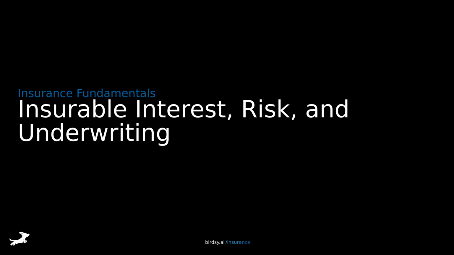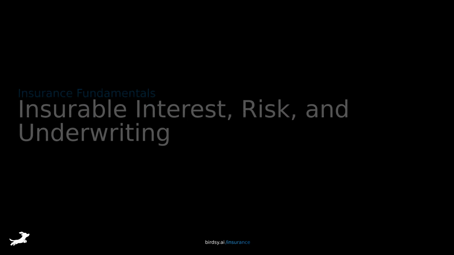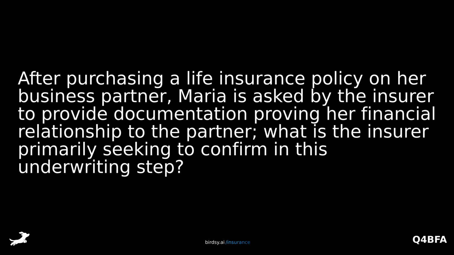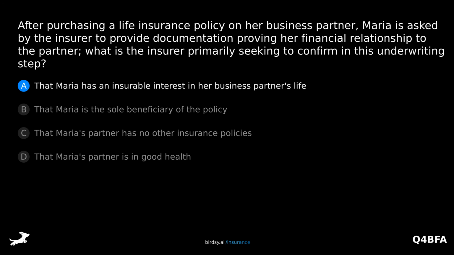Insurable interest, risk, and underwriting. After purchasing a life insurance policy on her business partner, Maria is asked by the insurer to provide documentation proving her financial relationship to the partner. What is the insurer primarily seeking to confirm in this underwriting step? Is it A. That Maria has an insurable interest in her business partner's life, B. That Maria is the sole beneficiary of the policy, C. That Maria's partner has no other insurance policies, or D. That Maria's partner is in good health?